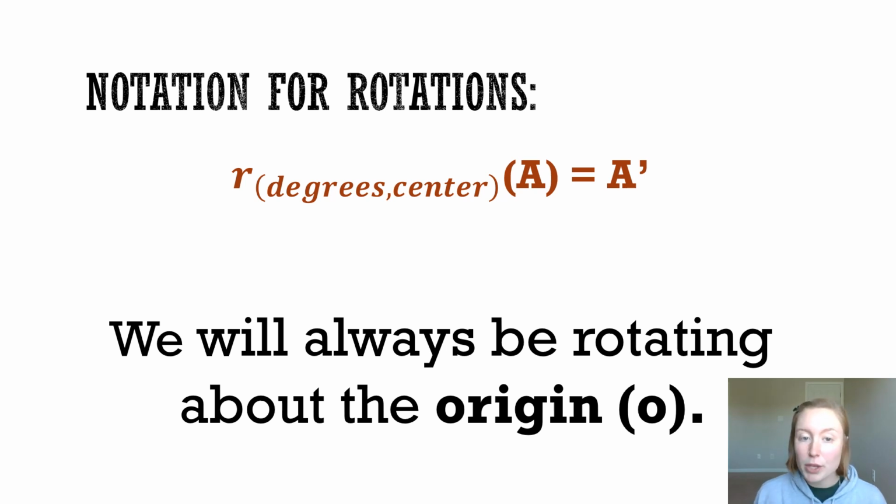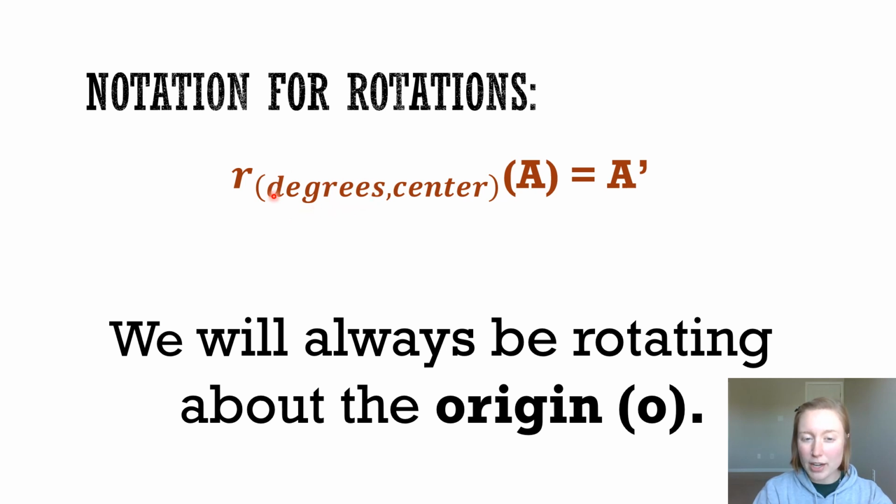The notation that we use for rotation is a little tricky because we did have a capital R for reflection, so we have to pay attention. Rotations use a lowercase r, and that's just so that we can tell the difference between them. So we use a lowercase r to say that we're rotating.